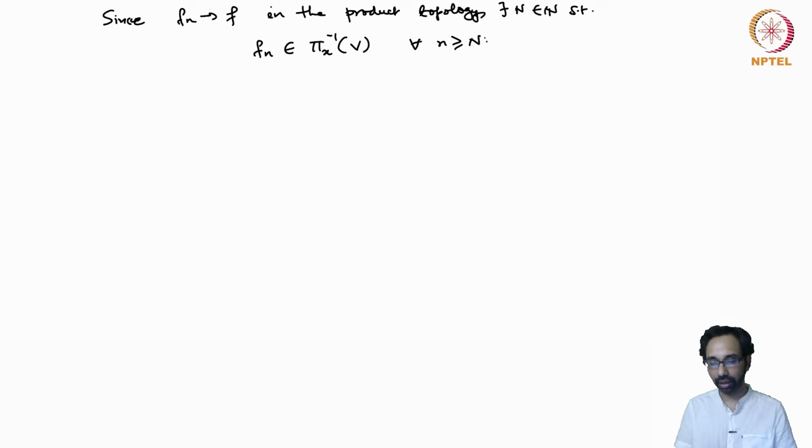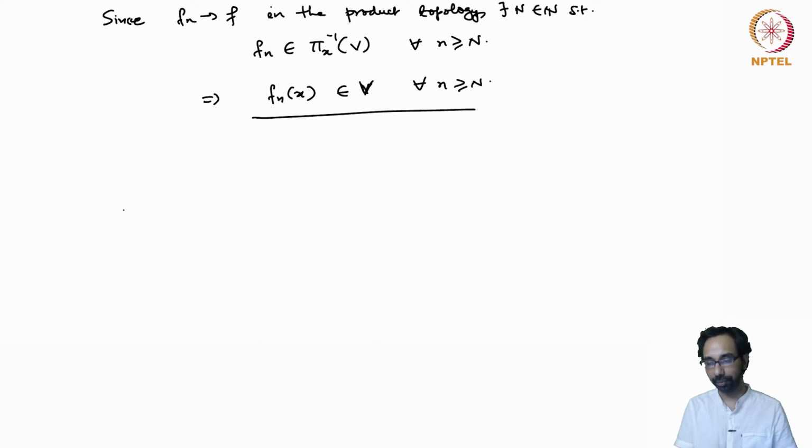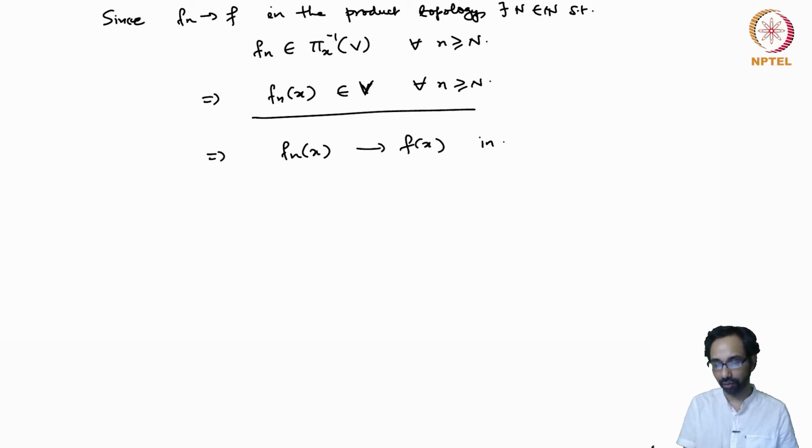So this we can get from the convergence of this sequence in the product topology. And this means that fn of x belongs to v for all n greater than or equal to N. And this is what we wanted to show, that there exists a capital N for which fn x belongs to v for all n greater than or equal to N, and this means that fn x converges to fx in y. So we have shown that if you assume that fn converges to f in the product topology, fn x converges to fx for each x.